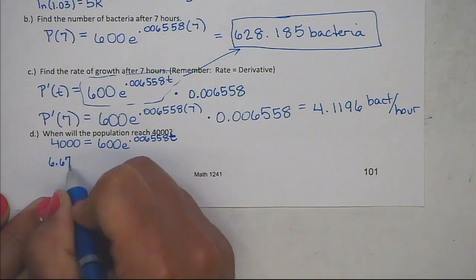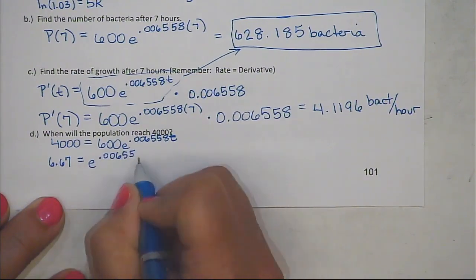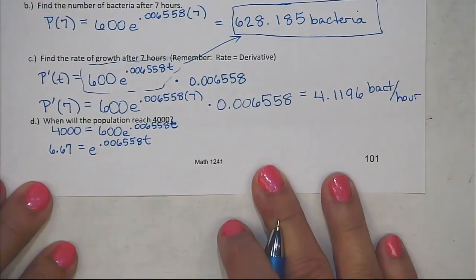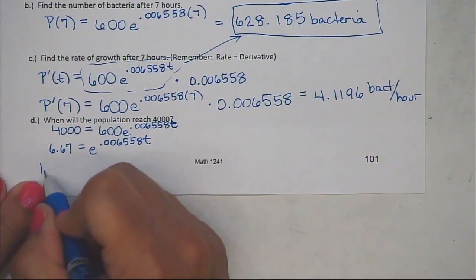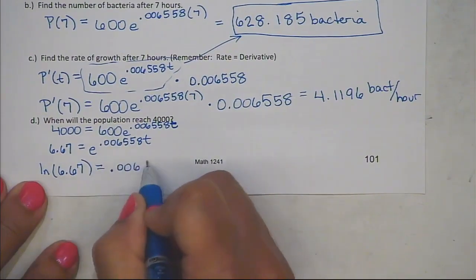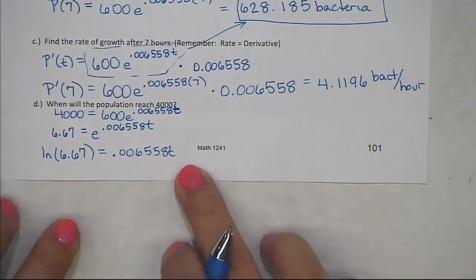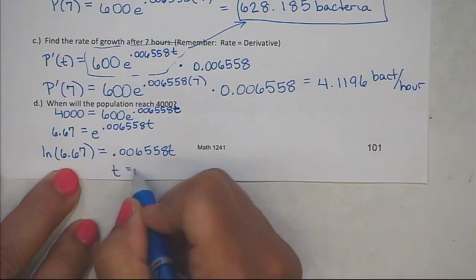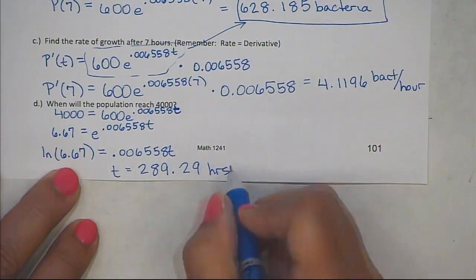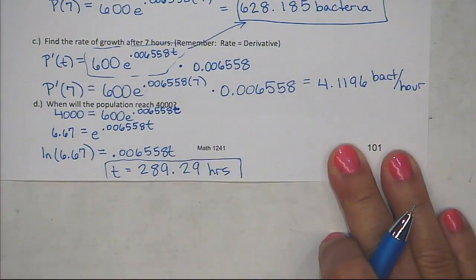So 6.67 we'll call it, to e to that power. And then we're going to write this as a natural log. So always the natural log of the answer equals the exponent. And then you're just going to divide that natural log by that decimal. And you should end up with approximately 289 hours, a little bit more than that. So that's how long it's going to take for this bacterial culture to grow up to 4,000.